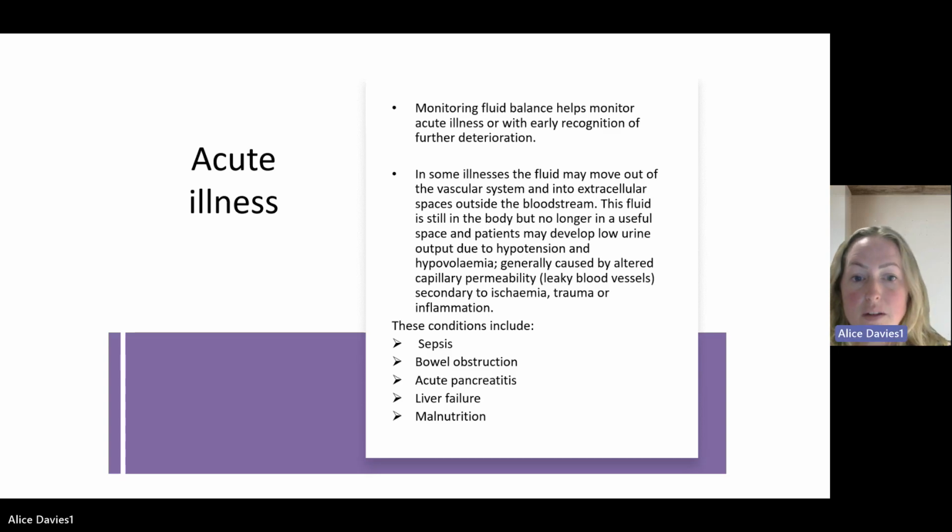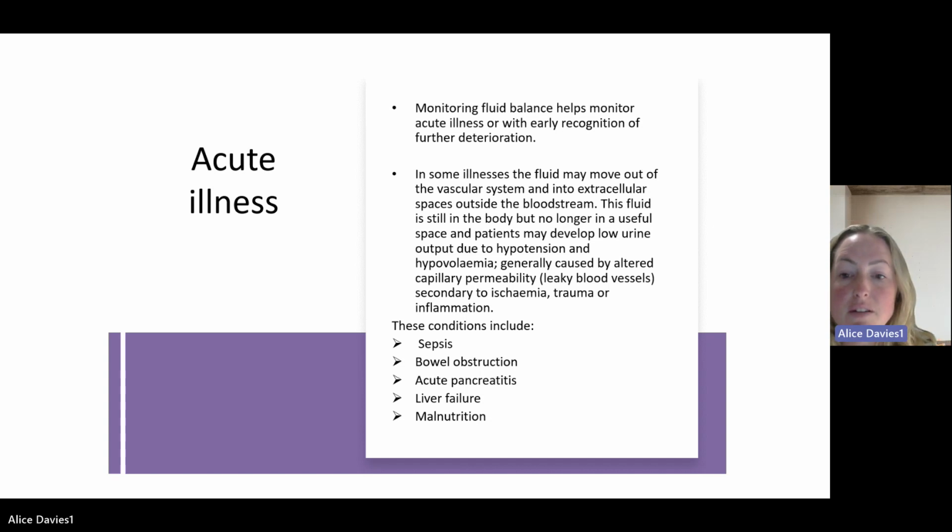We also have to consider the women who have acute illness. Monitoring fluid balance will help to monitor acute illness and provide an early recognition of further deterioration. For some illnesses, the fluid can move out of the vascular system and into the extracellular space outside the bloodstream. So this fluid is still in the body, but it's no longer in a useful space.